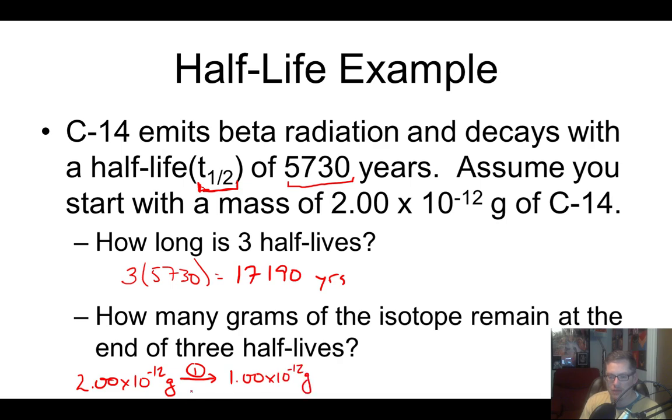Now divide that by 2, so it becomes 1.00 times 10 to the minus 12th, because if a half-life goes by, we have half as much as we started with. Then the second half-life goes by, we divide by 2 again, and we get 0.50 times 10 to the minus 12th grams. But 3 half-lives go by, so we do it one more time. We draw an arrow, circle the 3, and we get 0.25 times 10 to the minus 12th grams. This is our answer.